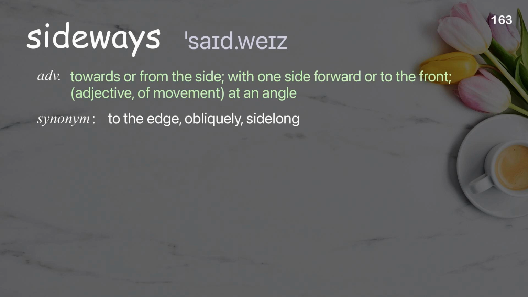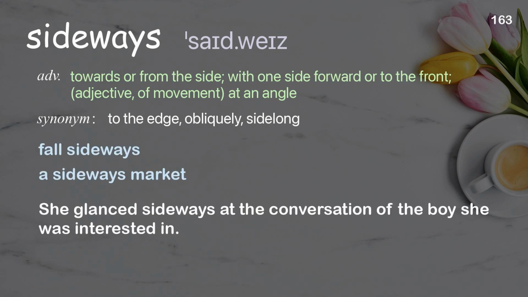Sideways: towards or from the side, with one side forward or to the front; adjective, of movement, at an angle. Examples: fall sideways, a sideways market. She glanced sideways at the conversation of the boy she was interested in.